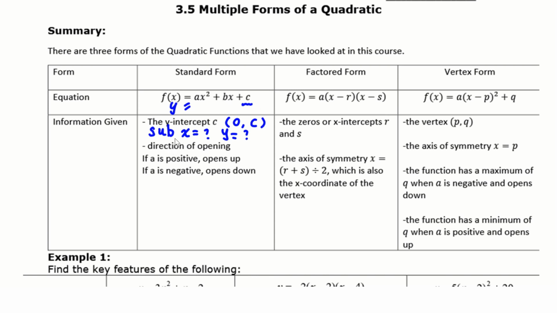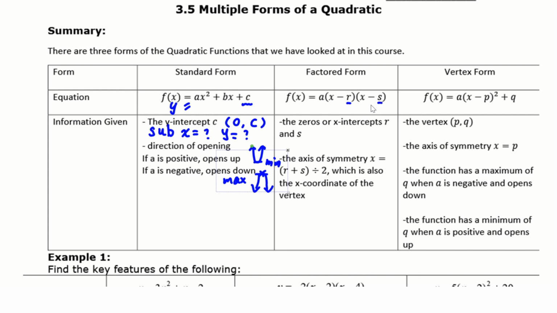And from standard form, you are able to see the open up or down. If a greater than 0, then the whole graph is open up. If a less than 0, then the whole graph is open down. So open up at the vertex, it's the lowest point, you have a minimum y value. And if open down, then at vertex you have a maximum y value. Vertex is turning point.